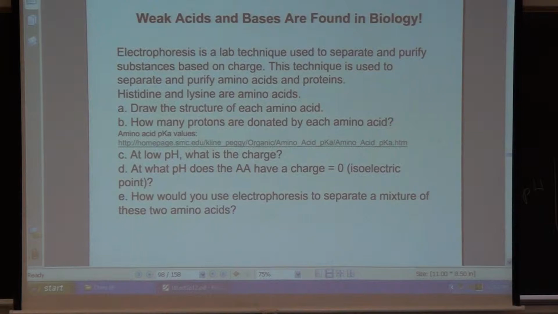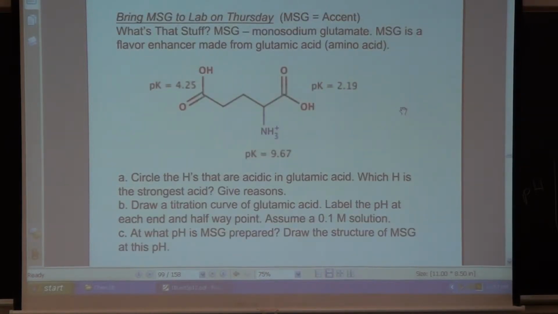7.16 or 7.6. Well, let's do this because we're going to do this afternoon or today in lab. You're going to be looking at MSG. So MSG is sold in the stores, I think in the spice aisle as Accent.